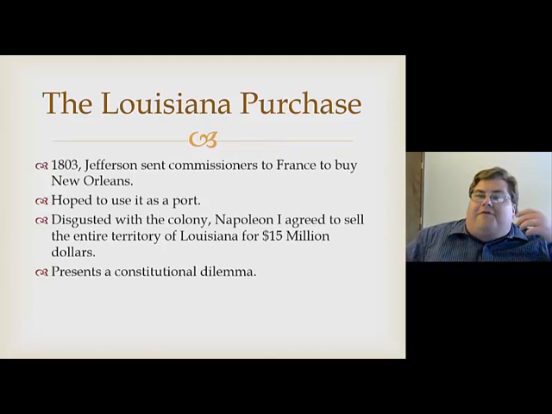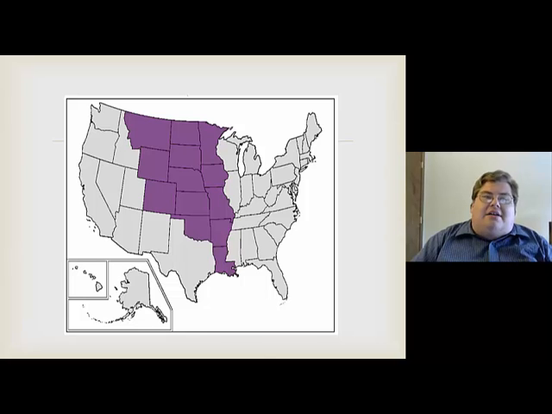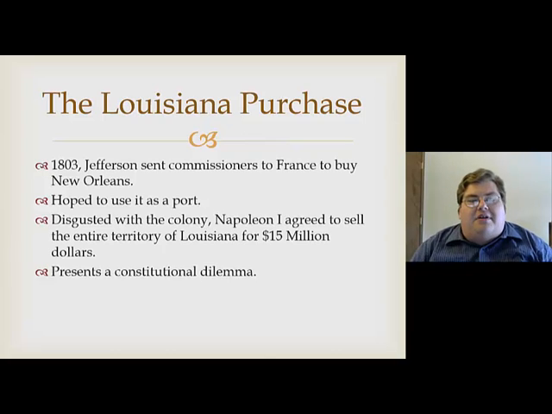So we go and we offer $10 million, a huge sum of money, for just New Orleans, just for New Orleans. And Napoleon says, well, you know what? If you pay me $15 million, you can have the whole damn thing. I'm not using Louisiana Territory. You can have the whole thing.